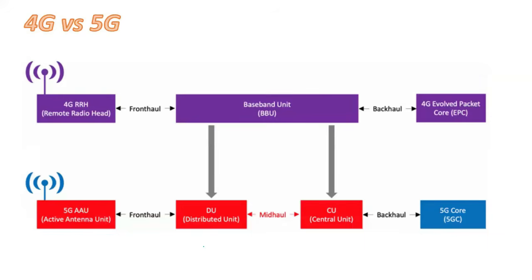As I said earlier, in the case of 4G, we have one RRH and the baseband unit is intact, and then we have the core. But in the case of 5G, this baseband unit is divided into two components: one is the DU and one is the CU. The interface between DU and CU is called mid haul, the interface between DU and antenna is called front haul, and CU and core is called back haul, right? You have to remember front haul, back haul, and one more thing, mid haul. So the connection between DU and CU is called the mid haul.